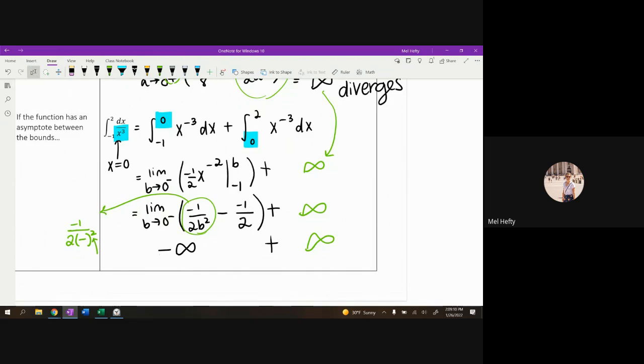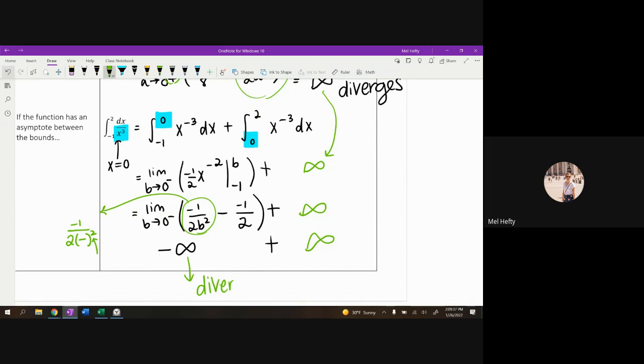What are you tempted to say if you see negative infinity plus infinity? Is anyone tempted to say 0? That would be great if infinities worked like that. But infinities come in different sizes. They're not things that cancel like normal numbers will. So moral of the story, if either piece of this is infinity, we automatically get a divergent integral.